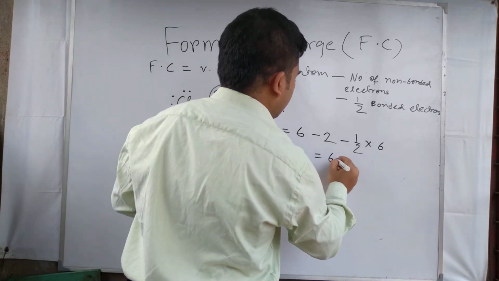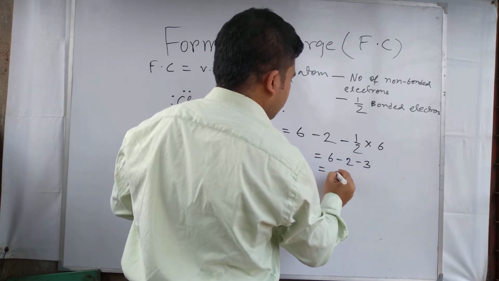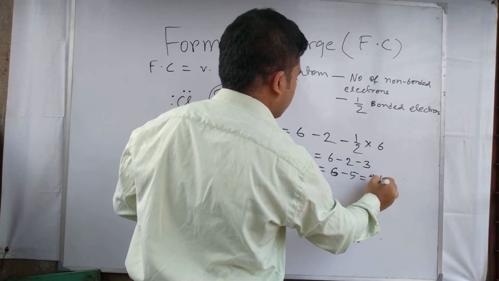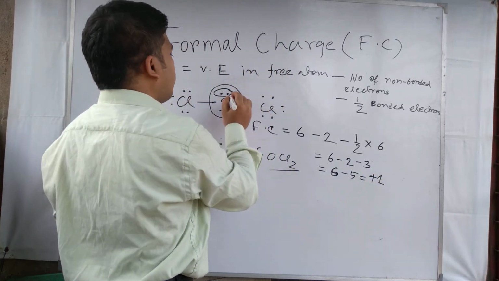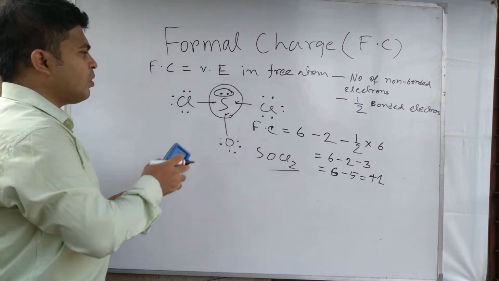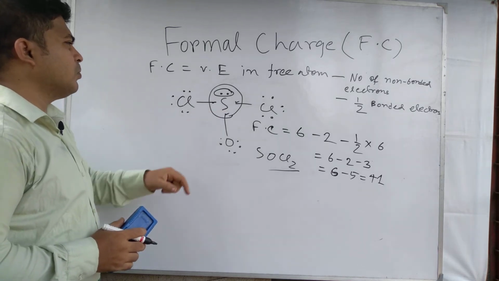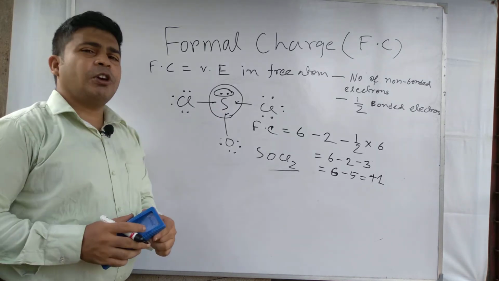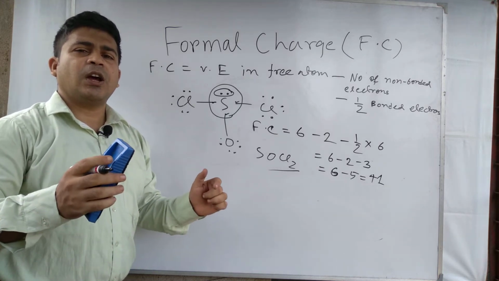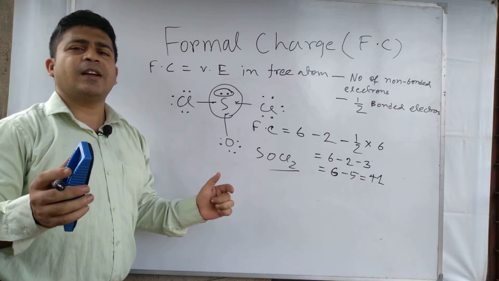So the result is 6 minus 2 minus 3, so that is 6 minus 5, which means plus 1. So the formal charge for this sulfur is plus 1. Plus 1 is the formal charge for the sulfur atom in this molecule. In this way we can calculate the formal charge on different atoms present in a molecule or in an ion.